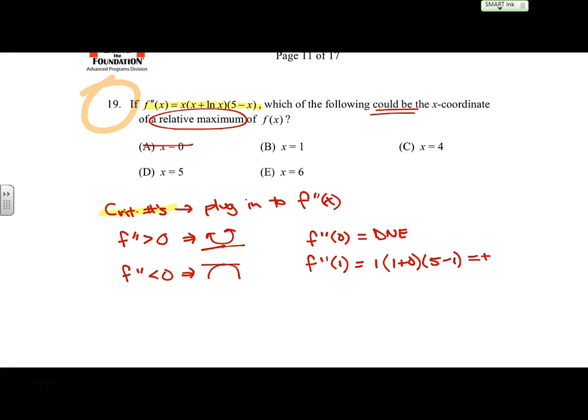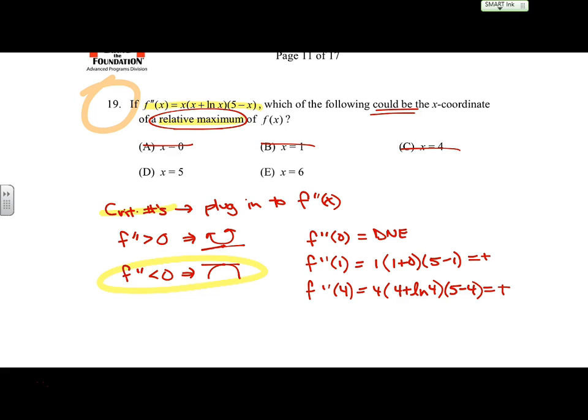Question, can concave up give me a max? No, concave down does. Well, forget that. We don't want positives. Ugh. F double prime of 4. We have 4 times 4 plus ln of 4. Well, it's higher than 0, so that's fine. And then 5 minus 4, well, that's a positive. Hey, those are all positives. That's concave up too. Well, forget him.